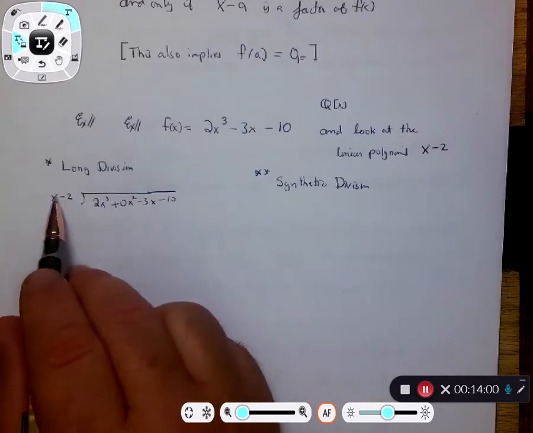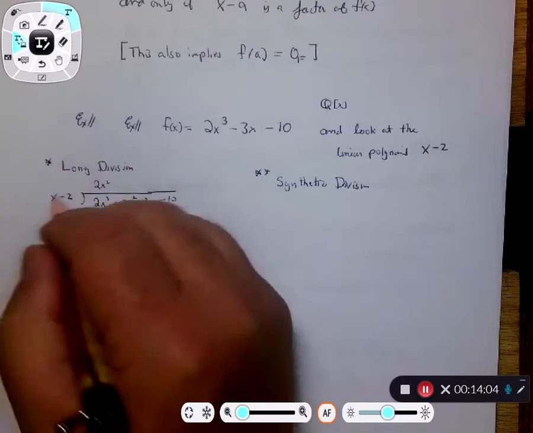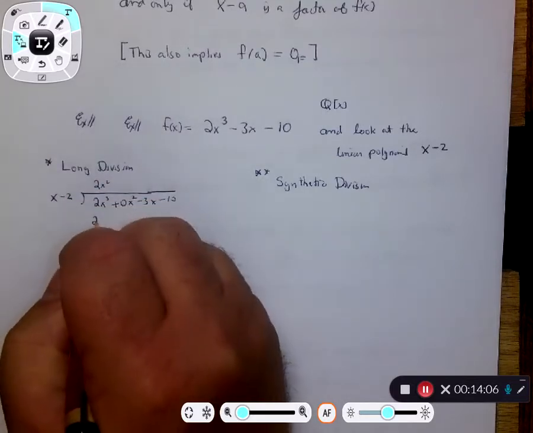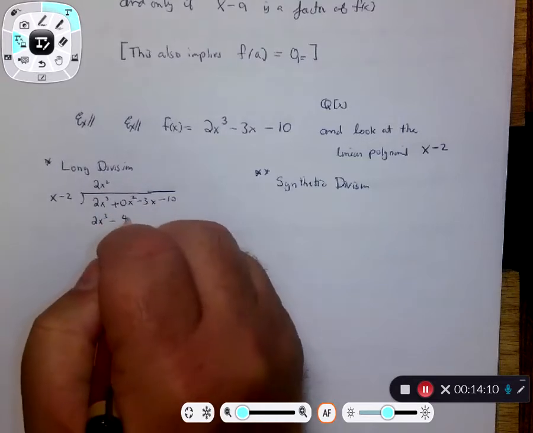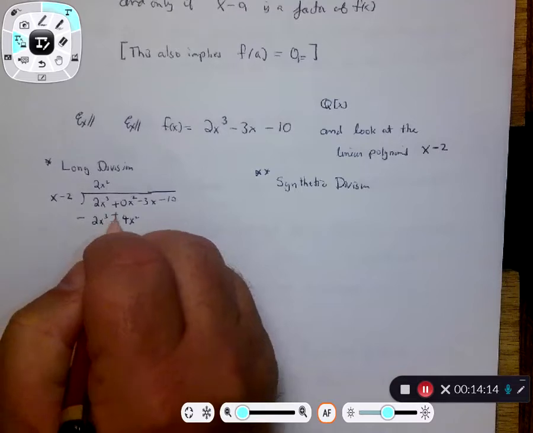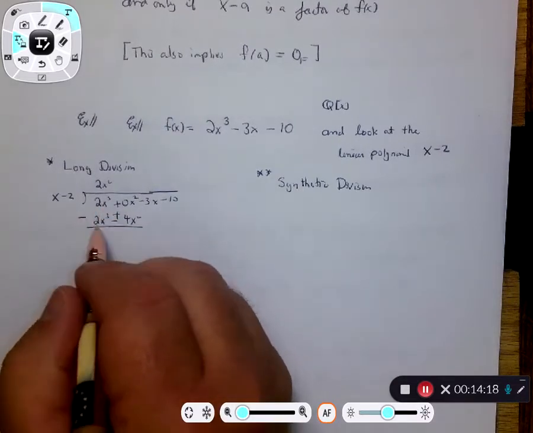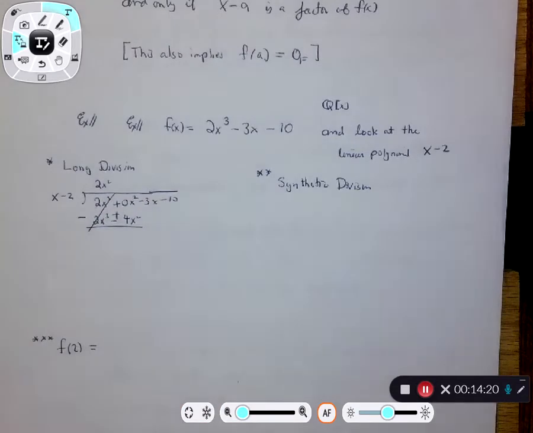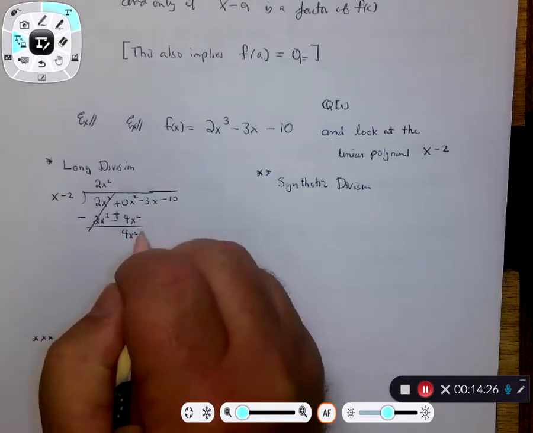What times x is 2x cubed? That would be 2x squared. So I'm going to distribute. That gives me 2x cubed minus 2x squared times 2, which will be minus 4x squared. And then, with my long division skills, I would subtract, which changes my signs. So that's 2x cubed minus 2x cubed. The first term should always cancel, otherwise you screwed it up. Plus 0x squared plus 4x squared is 4x squared. Bring down your next victim.